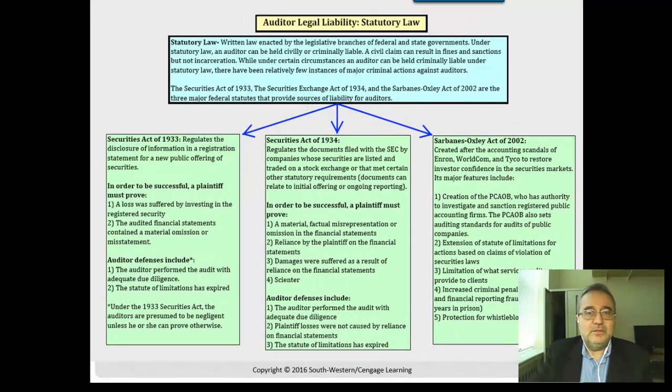Now keep in mind that there are additional statutory laws that you need to be aware of, but there's no question that you need to have a strong understanding of these three statutory laws as you go through the material preparing for the CPA exam.